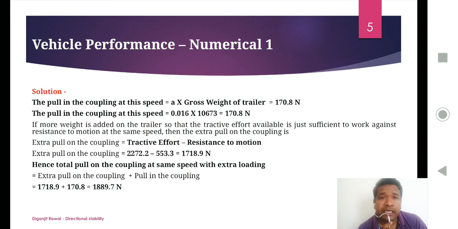Next, the pull in the coupling at this speed is equal to A into gross weight of trailer. So that is equal to 170.8 Newton. We know the value of A is 0.016 into gross weight of the trailer, which is 10,673. So multiplication of this, we will get the value as 170.8 Newton. So this is the pull in the coupling at this speed.